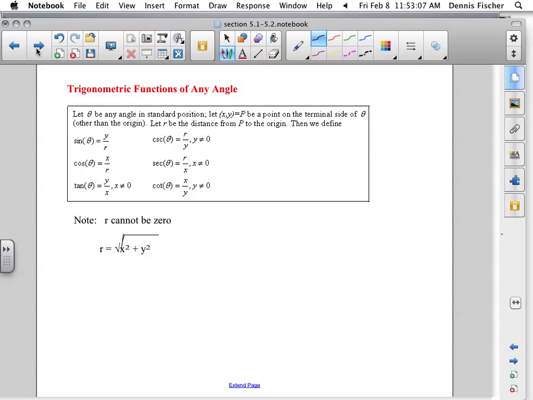Oh, wait, no, this is the next section. This is 5.3. As you can tell, once we get to 5.3, we change all the formulas again.